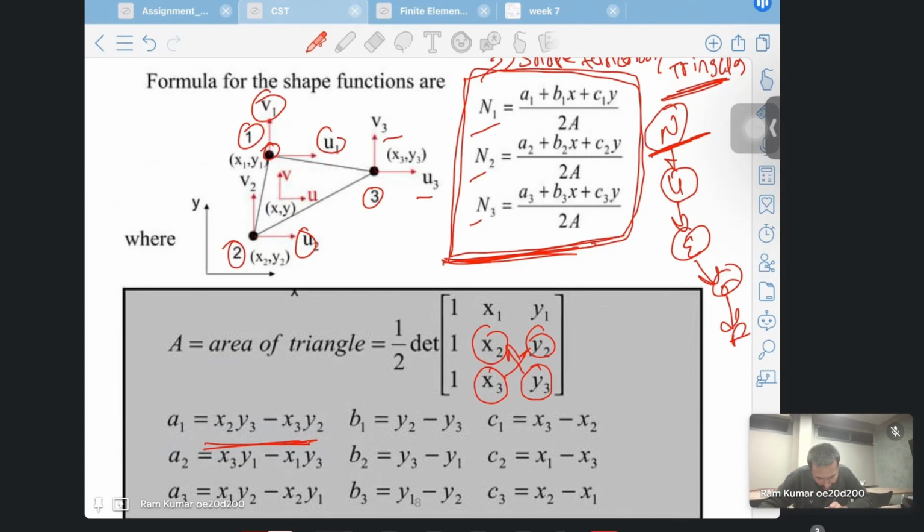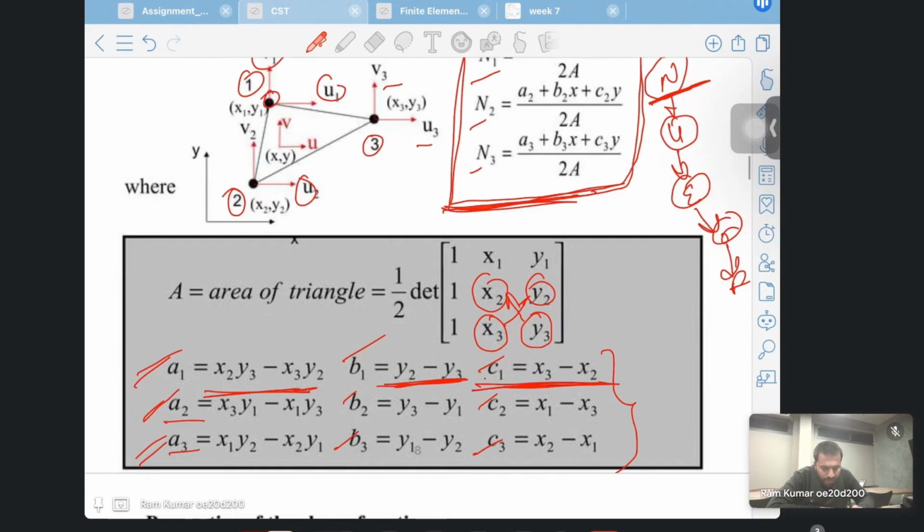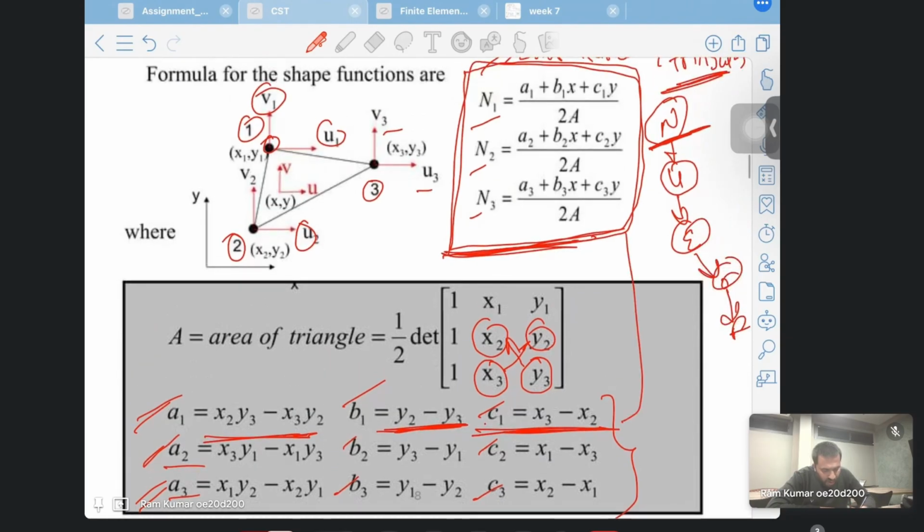Similarly a1, a2, a3. Then what is b1? b1 means the difference between two y coordinates, y2 minus y3, and c1 is the difference of x coordinates. Similarly, A1, A2, A3, B1, B2, B3, C1, C2, C3 are the predefined coefficients. We just have to put these values here and we will get the shape functions N1, N2, N3. Yes, done.